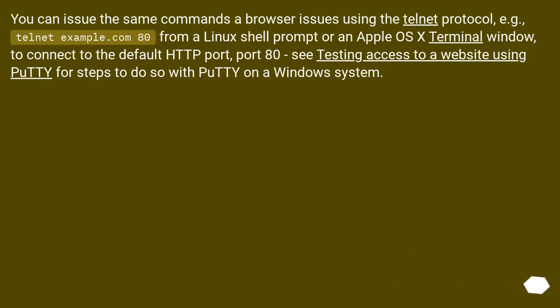You can issue the same commands a browser issues using the telnet protocol. For example, telnet example.com 80, from a Linux shell prompt or an Apple OS X terminal window, to connect to the default HTTP port 80. See testing access to a website using PuTTY for steps to do so with PuTTY on a Windows system.